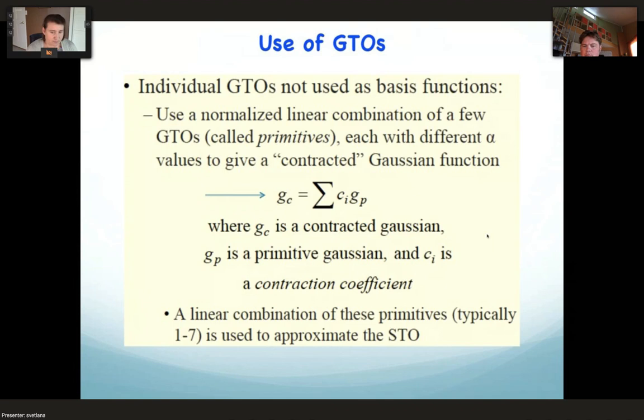And again, we have this c_i coefficient in front of the primitive GTOs, the weight coefficients or construction coefficients, which will be chosen by minimizing the energy corresponding to this wave function. A linear combination of several of these primitive GTOs is used to reproduce a single STO.